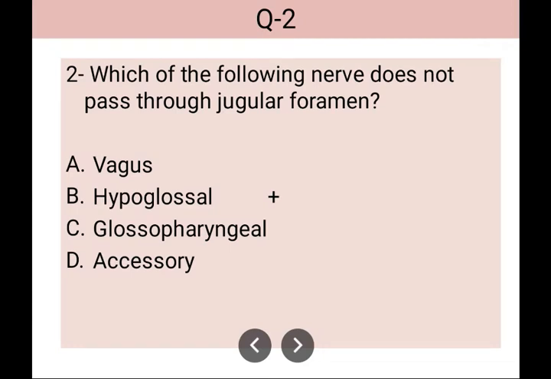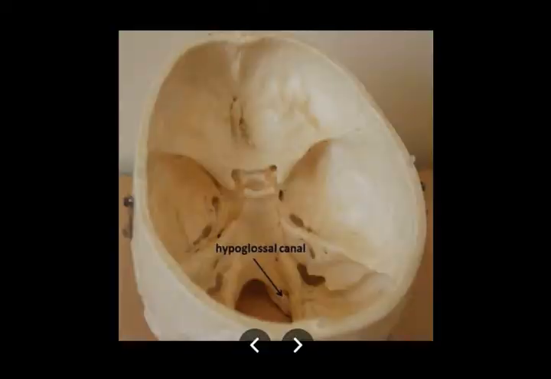Next we have question number 2: which of the following nerves does not pass through the jugular foramen? In the previous video this question also came, and today it came again. That is the hypoglossal, because it has its own canal. We call that the hypoglossal canal.